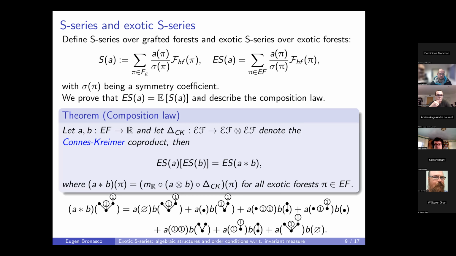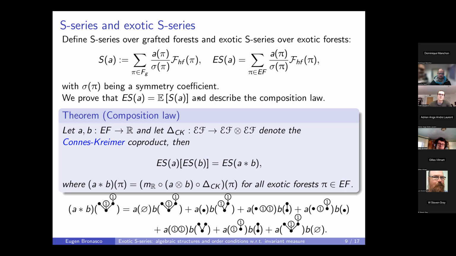So now let us look at the composition law for exotic S-series. We have two functionals, A and B, over exotic forests, and we consider the Connes-Kreimer coproduct over exotic forests. So originally, the classical Connes-Kreimer coproduct takes a forest and splits it into two parts, a left part and a right part, by performing some admissible cuts. In this case, when we extend this coproduct to exotic forests, we allow the coproduct to perform cuts as long as it keeps the grafted vertices which are paired on the same side, right? So it cannot split the grafted vertices which are paired. So that's the only limitation.